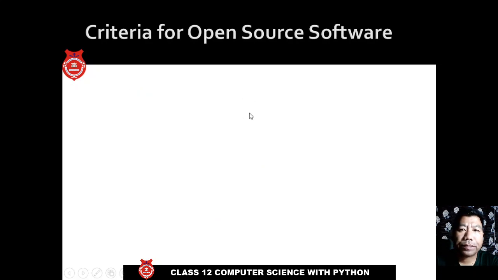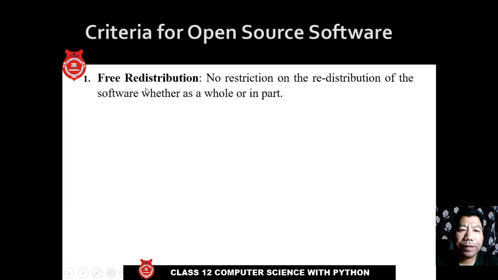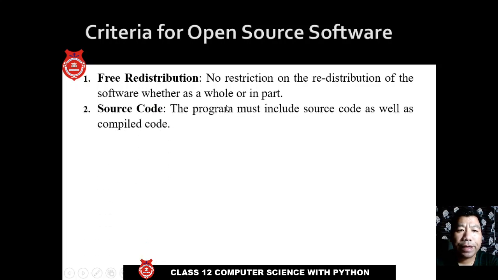And there are some criteria for software to become open source software. The criteria are as given below. The first criterion is free redistribution. There should be no restriction on the redistribution of the software, either as a whole or in part. Okay. And the second criterion is source code. The program must include the source code as well as the compiled code.